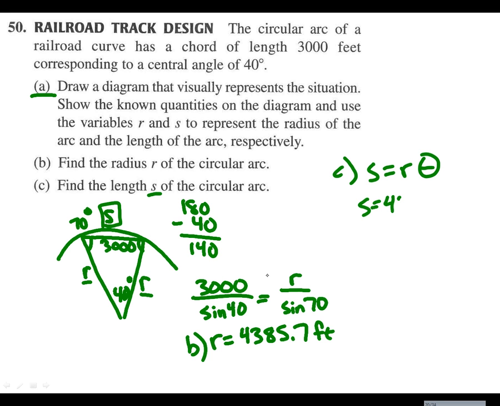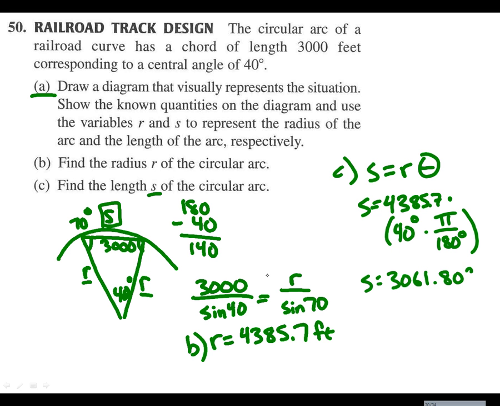S equals R times our angle. But if you also have a good memory, you'll remember that it has to be in radians. So we're going to convert by going pi over 180. Our angle was 40, but we can't leave it as 40. We have to convert it. So plug that into your calculator, and you'll get a final answer for S of 3,061.80 feet. That was for part C.